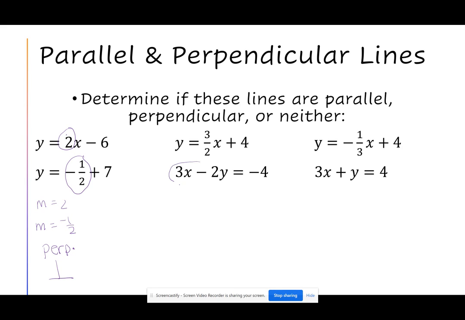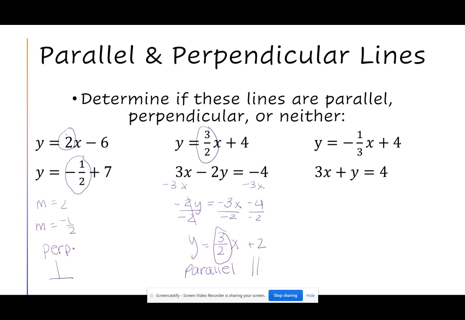The second one, this one's not in slope-intercept form, so we need to move it to slope-intercept form to see if they're parallel, perpendicular, or neither. So I'm going to subtract 3x from both sides. So we get -2y equals -3x minus 4. And then I'm going to divide by -2. That cancels out. We get -3 over -2, which becomes positive, plus 2. So we have 3 over 2 and 3 over 2. They're exactly the same, so they are parallel. Or you can write it by drawing two straight lines next to each other.